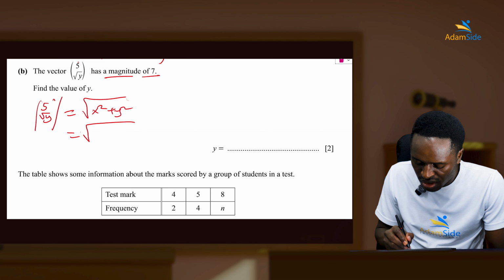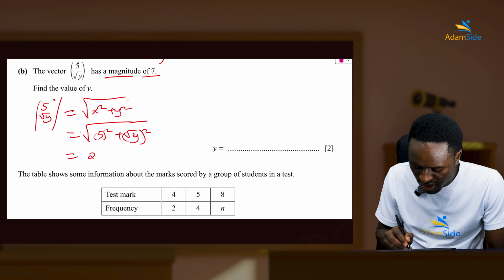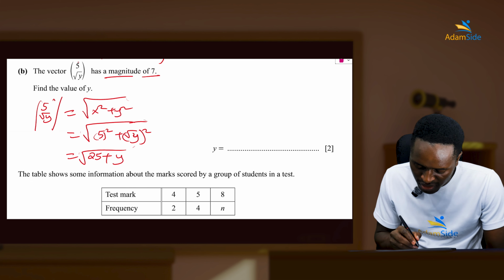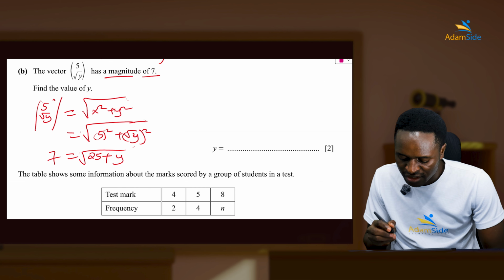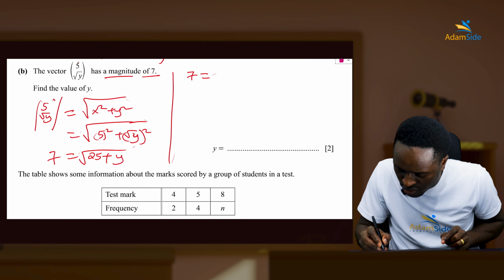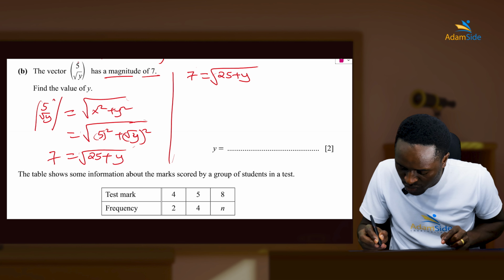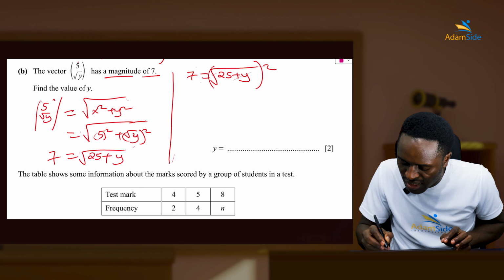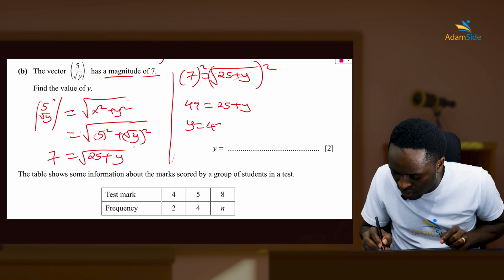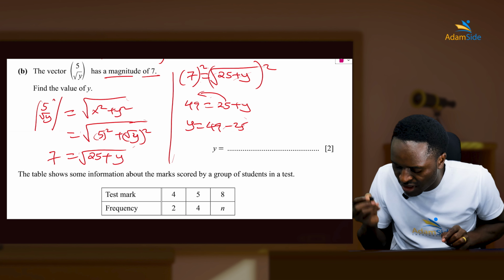So what's the square root? x squared, 5 squared, plus root y squared, and then find the square root. So 5 squared is 25, plus y. Then you find the square root, and it should be equal to 7, which is the magnitude. Now, to get rid of the square root, you square both sides, so you get 49 is equal to 25 plus y. So make y the subject: y is equal to 49 minus 25, because 25 goes the other side, it becomes minus.